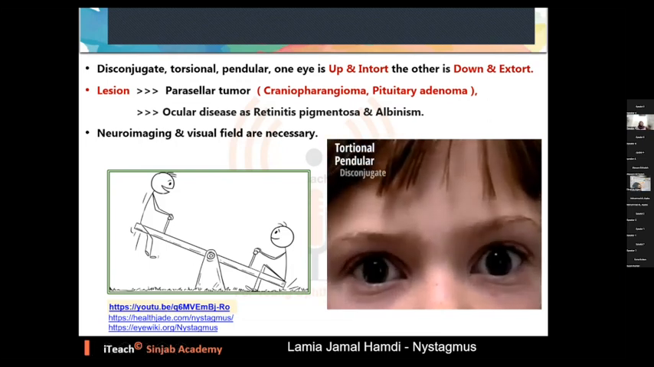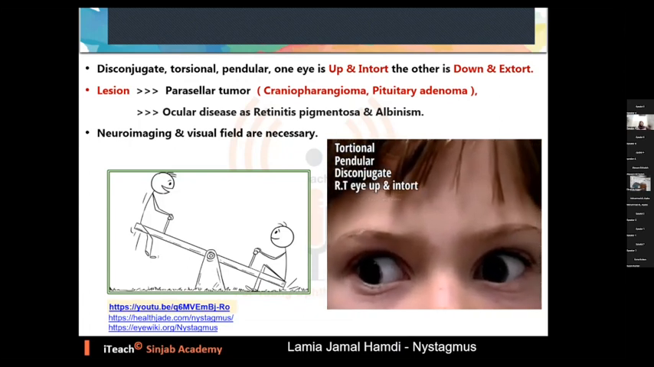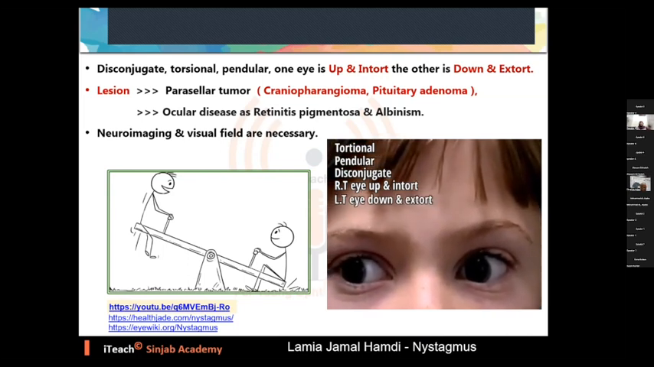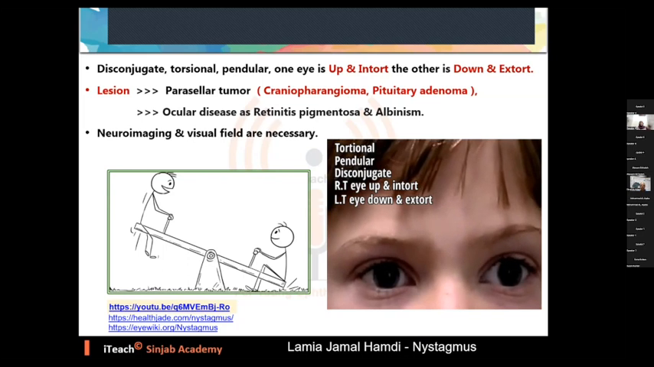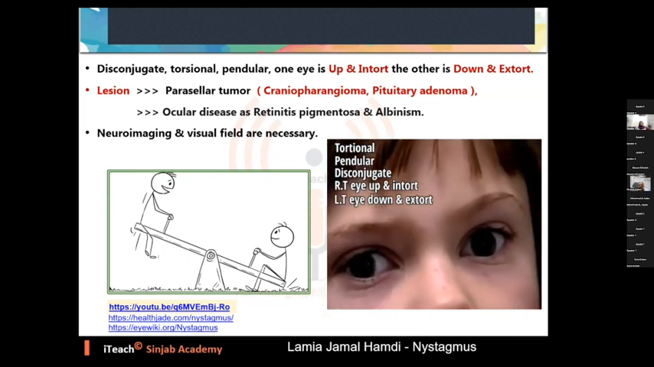When we see this type of nystagmus, think about a lesion in the chiasmal part, either a parasellar tumor such as craniopharyngioma or pituitary adenoma, or ocular disease such as retinitis pigmentosa or albinism. This patient needs neuroimaging and a visual field. The visual field result is bitemporal hemianopia.